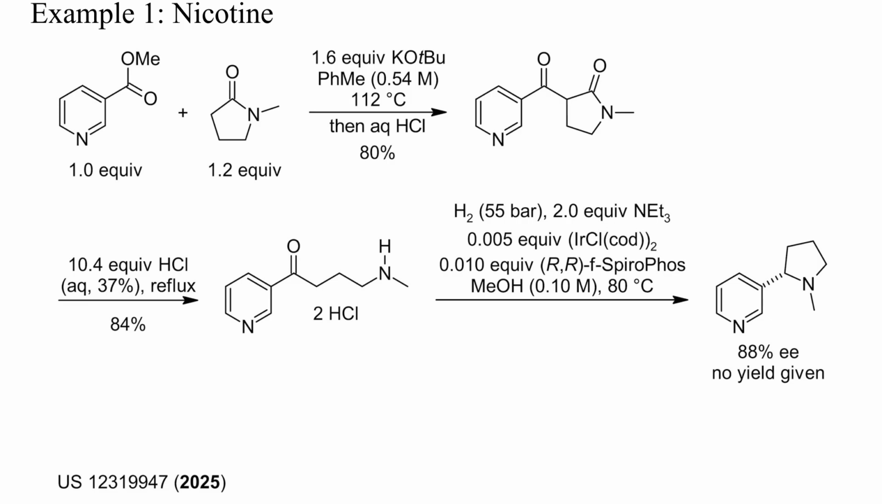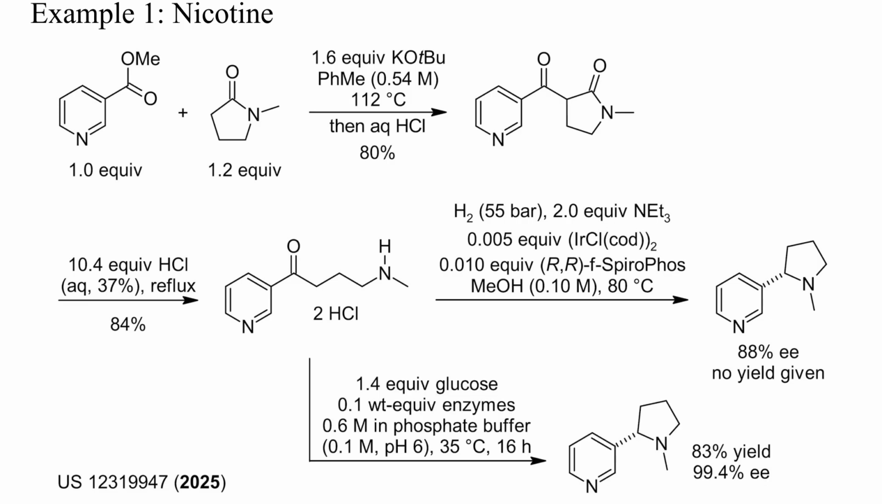Enantioselective hydrogenation gave nicotine with 88% enantiomeric excess, but this might still be optimized further. Alternatively, the optical purity may be enhanced by recrystallization of the hydrochloride or some other salt. In this patent, the authors developed an enzymatic reduction of the intermediate enamine and obtained nicotine in 83% yield, with an enantiomeric excess of 99.4%.